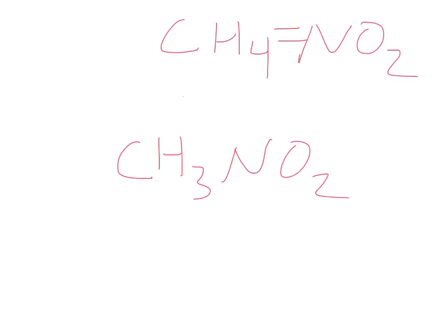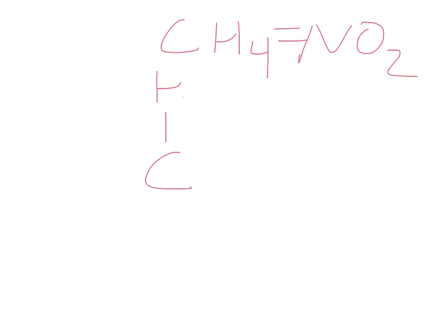So, if I erase this, where should you start with the Lewis dot structure? Carbon, okay. So that's C, H, H, H, and then nitro is NO2, right? Yep. So that's N in the middle, and then the two oxygens.